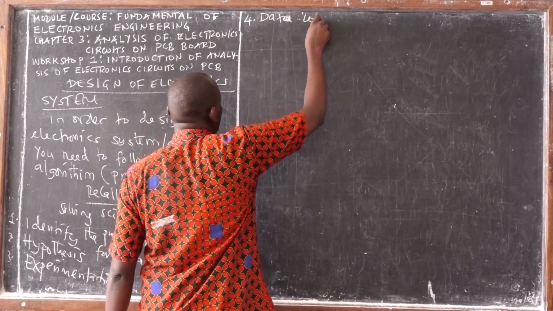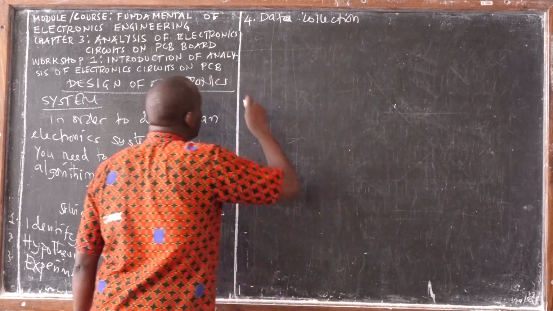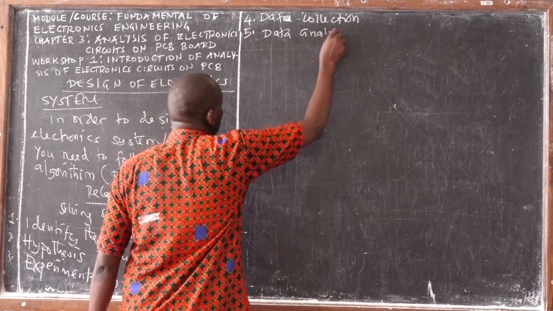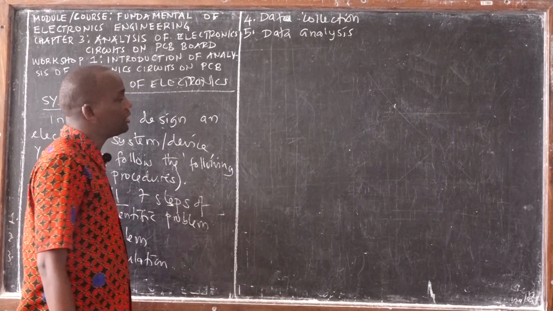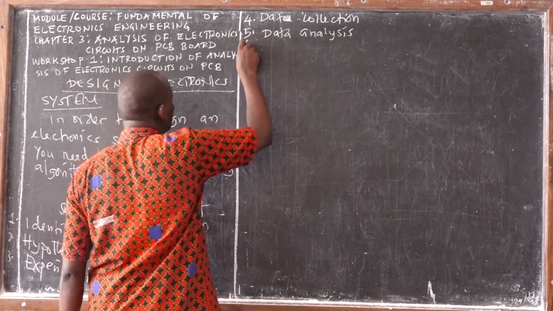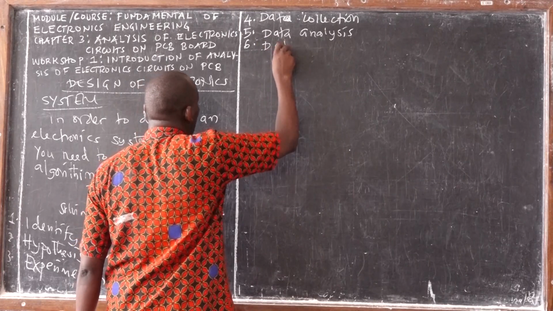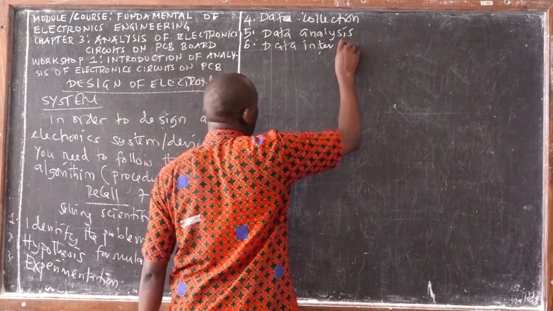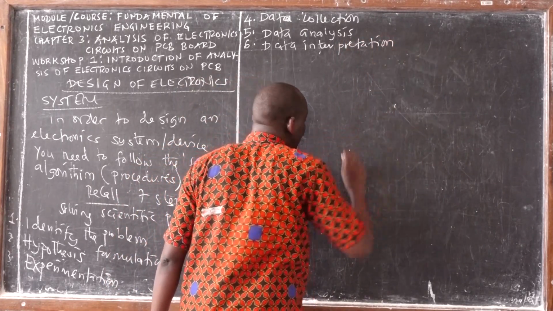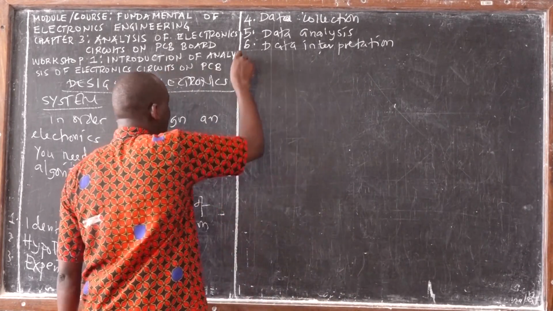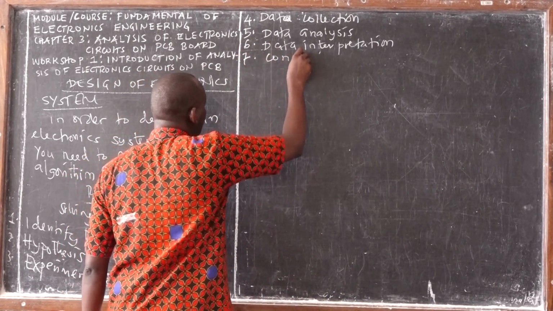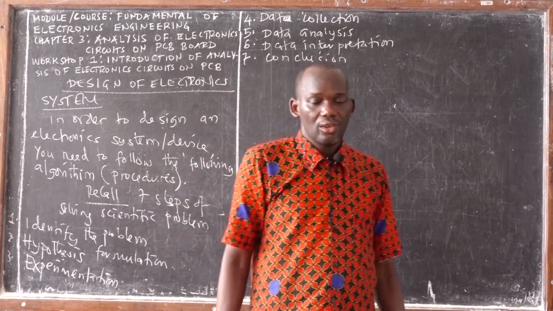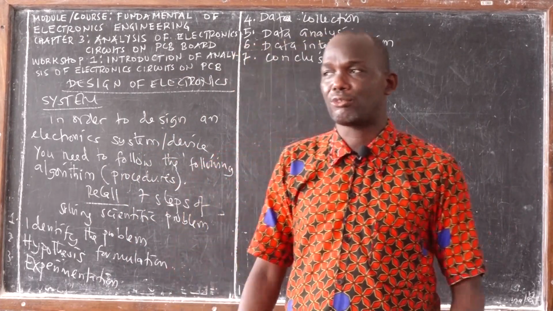Data collection. Data collection. Number 5 is what? Data analysis. Number 6 is what? Data analysis. Number 6 is what? Data interpretation. Data interpretation. The 7th step of solving any scientific problem, we call it what? Conclusion.